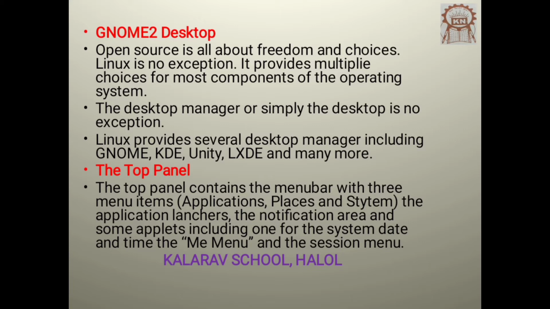When the GNOME2 desktop starts, we get a screen as shown in figure 7.1. There are three major components of the screen. The top panel, a horizontal bar at the top of the screen. The bottom panel, a horizontal bar at the bottom of the screen. And the desktop, the part of the screen between these panels.